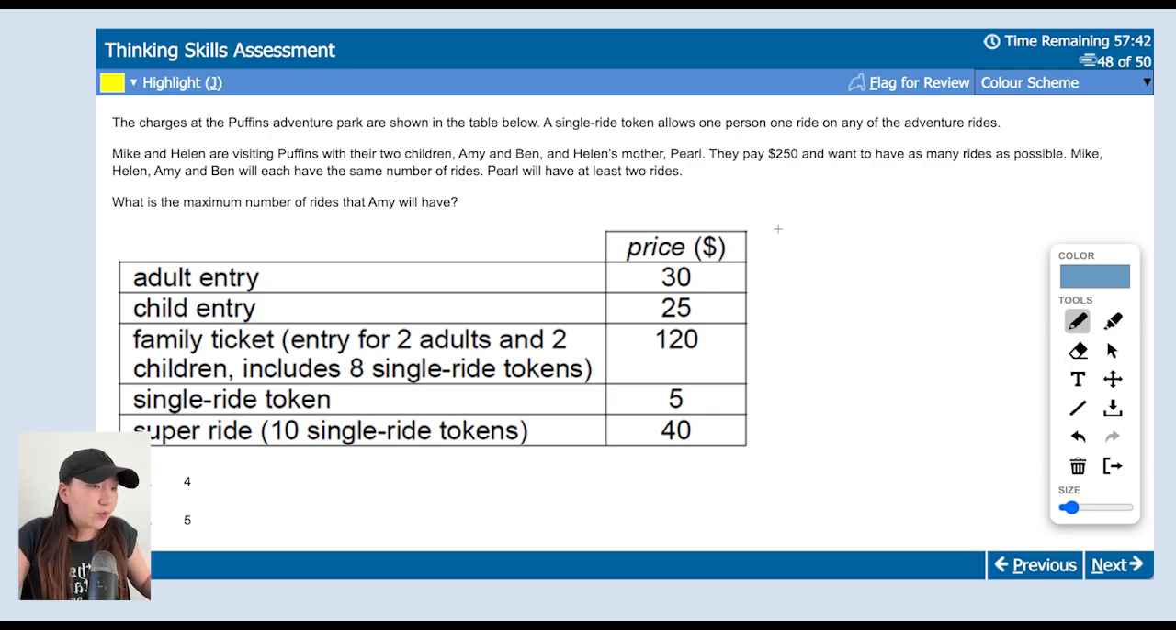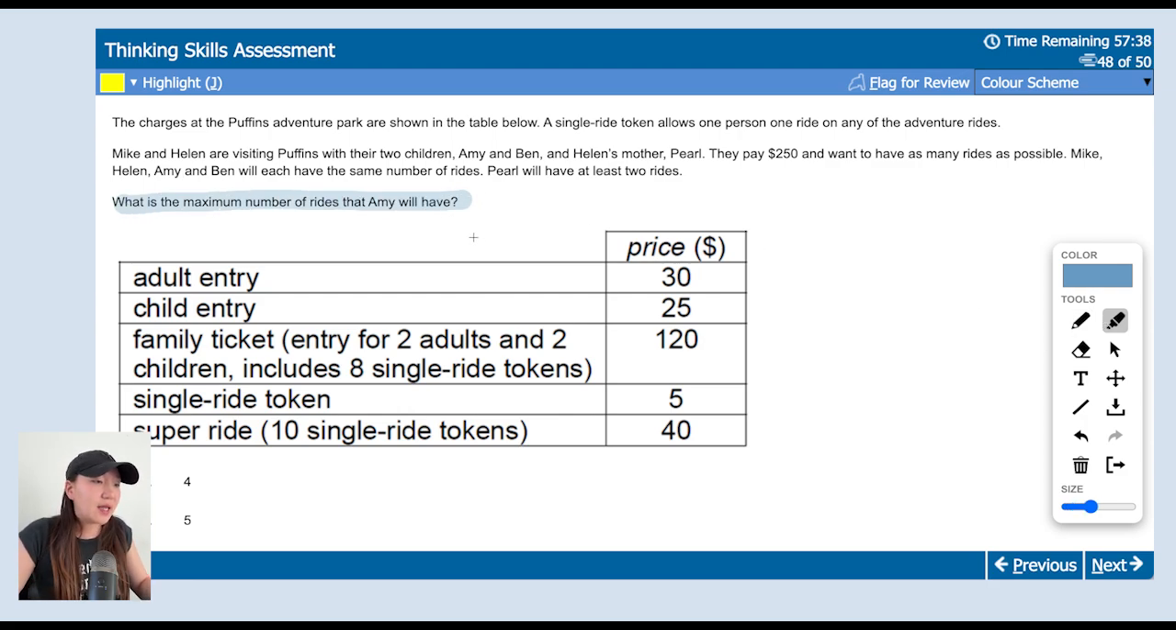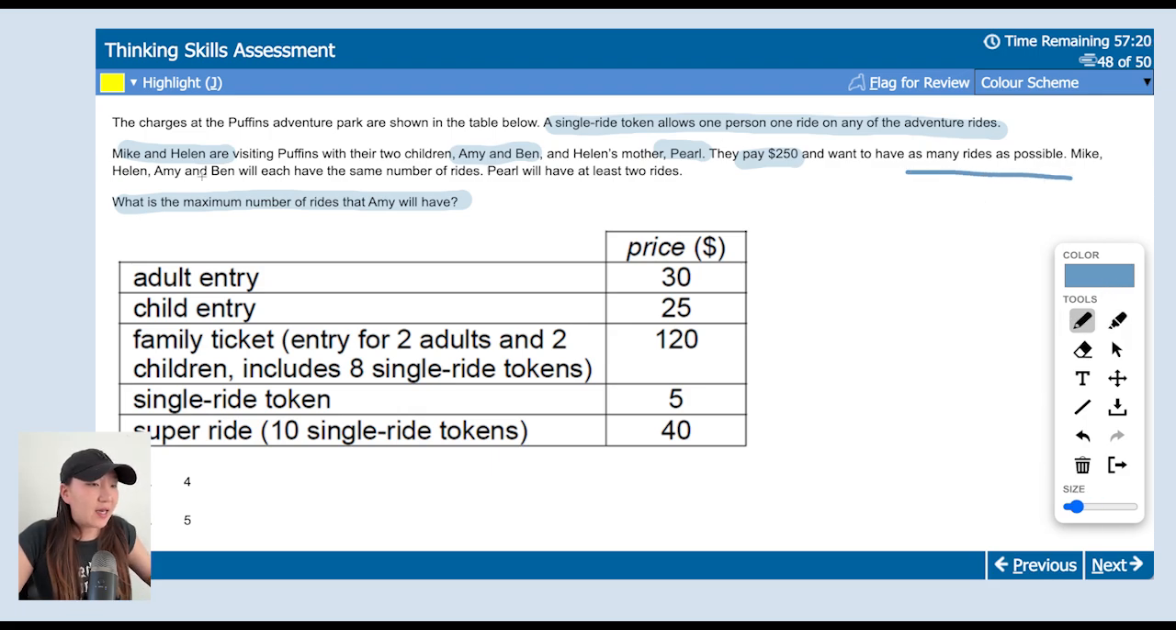Cool. Problem solving. We're looking at what's the maximum number of rides that Amy's going to have. So let's figure out what conditions we've got. A single ride token allows one person, one ride. Mike and Helen are visiting. So these are the parents, and we've got 2 children, Amy and Ben, and then we've got another adult, Pearl, and they pay $250, as many rides as possible. Mike, Helen, Amy and Ben, same number, Pearl at least 2. Okay, so all of our conditions are there for us now.